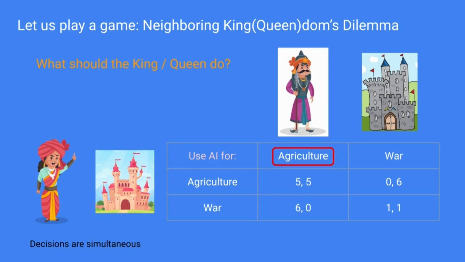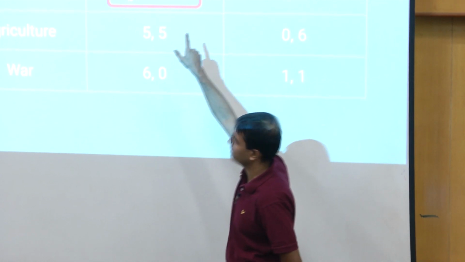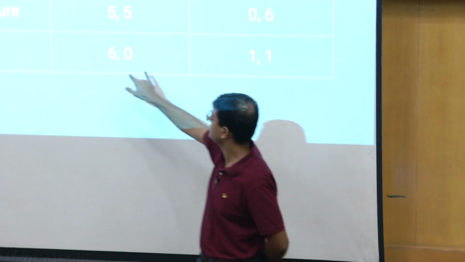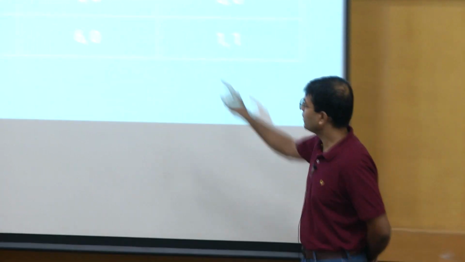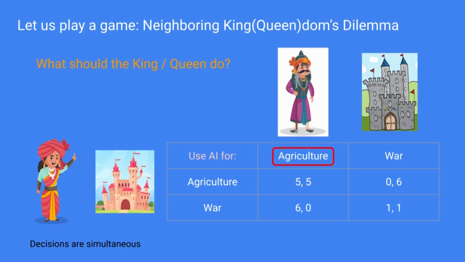Okay, so I did not explain what these numbers mean. So in this tuple, the first number corresponds to the happiness of the queen. The second one is the happiness of the king, right? So everywhere that's the meaning of the number. So if you look at the situation where the king has chosen agriculture, the optimistic people who are sitting there, the queen should actually choose war because that's giving her more happiness, more utility.